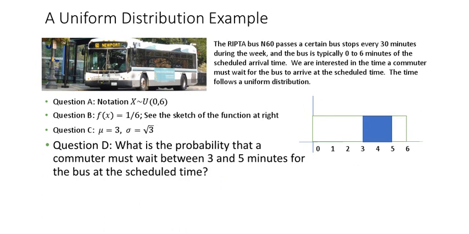Well, here's an interesting question then. What is the probability that a commuter must wait somewhere between 3 and 5 minutes for the bus at the scheduled time? So what we're looking for in this case is the probability that X is going to fall somewhere between the 3 and 5 minute range. And the way that I said that we should do this with our cumulative distribution function was to take the difference of the probability that we have to wait up to and including 5 minutes minus the probability that we have to wait up to and including 3 minutes.